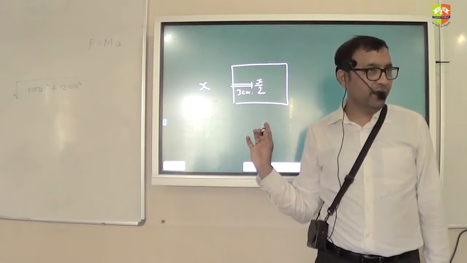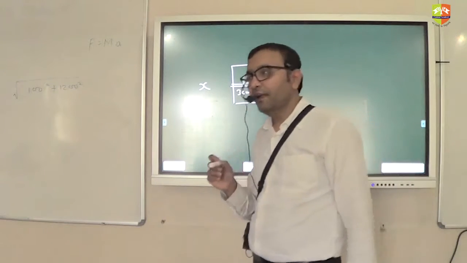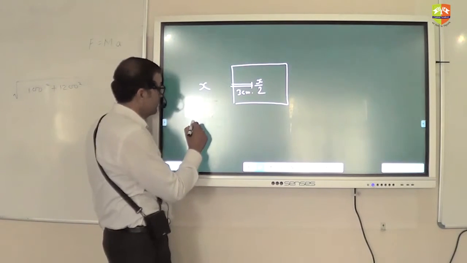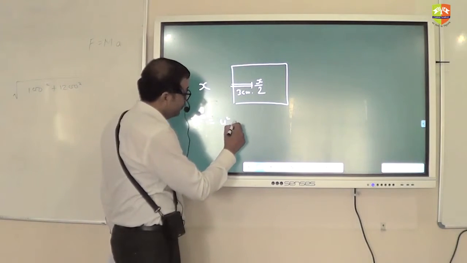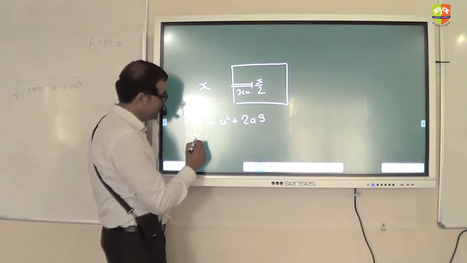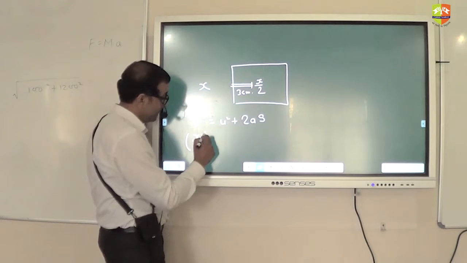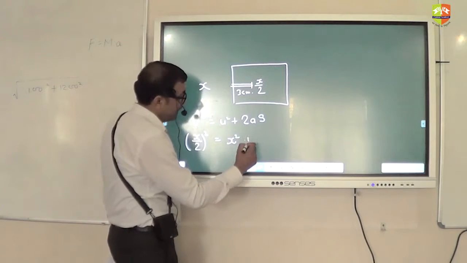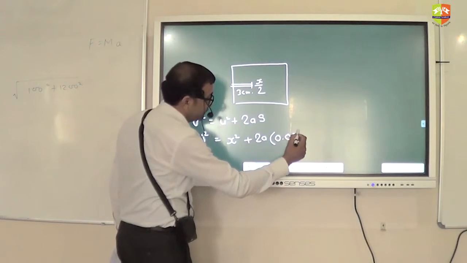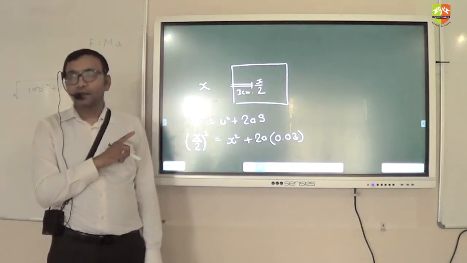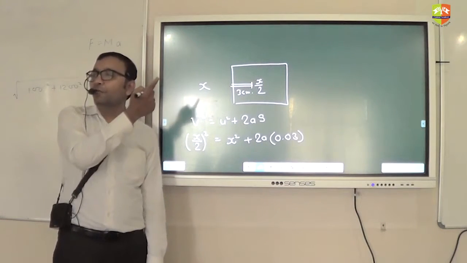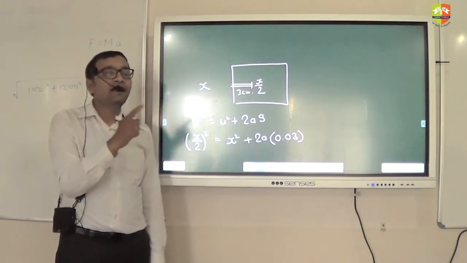This is situation 1, right? From this situation you get the value of acceleration. Which equation will you be using? V square equal to u square plus 2as. So v is how much? X by 2. This is x square plus 2a into 3 centimeters, which is 0.03. Getting it? So from here you get the value of a, and then what you have to do?